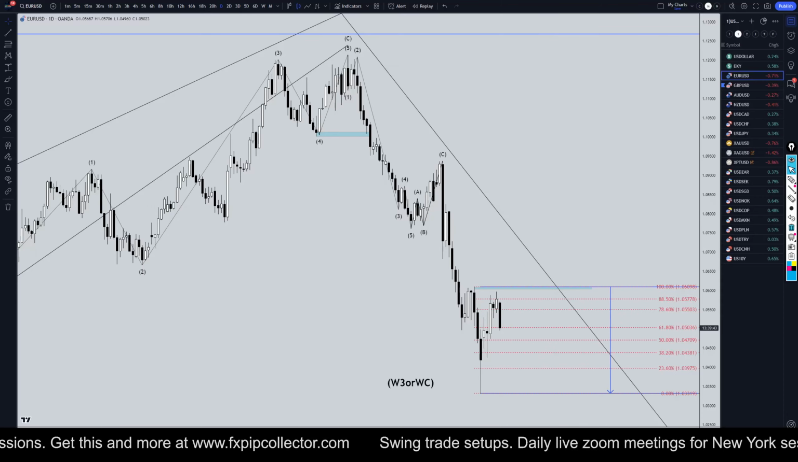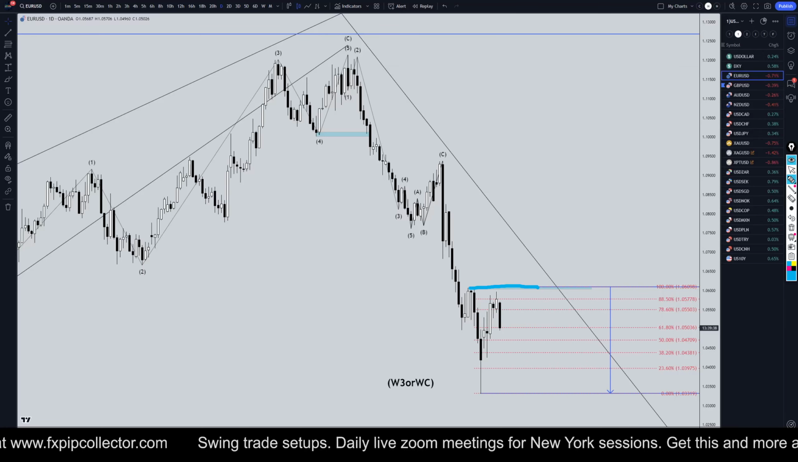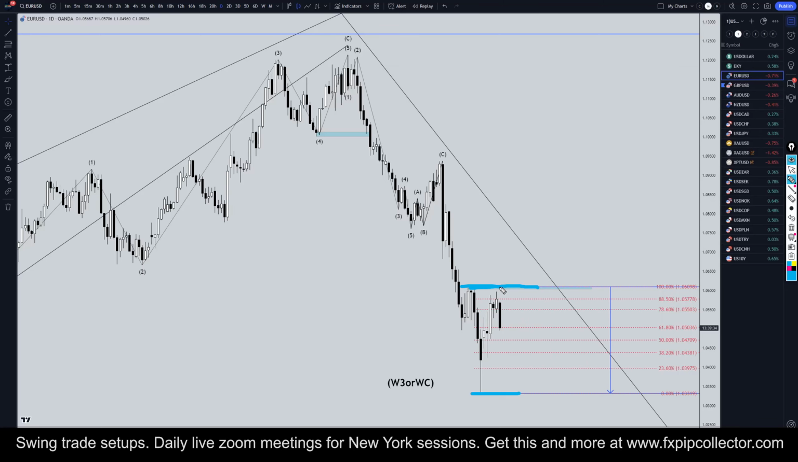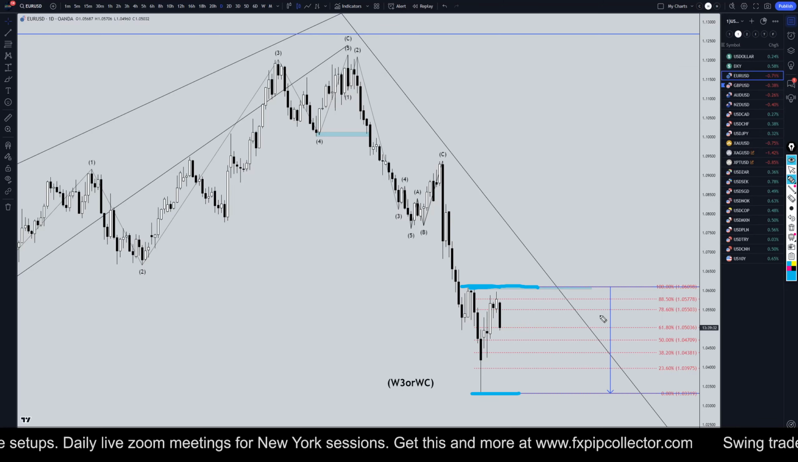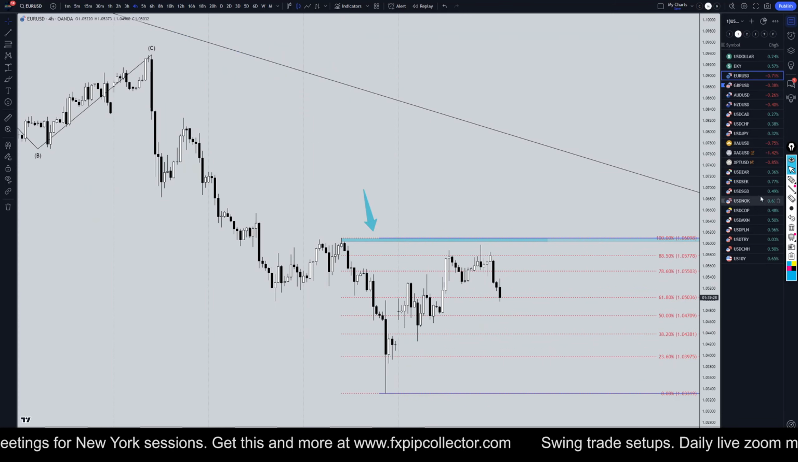Going down to the daily time frame, even on the daily time frame, we do not have a break of structure to the upside. We are still in a downtrend. We got our Fibonacci retracement on this move right here, looking for a possible end of a retracement and another selling opportunity. Taking it down to the 4 hour time frame.